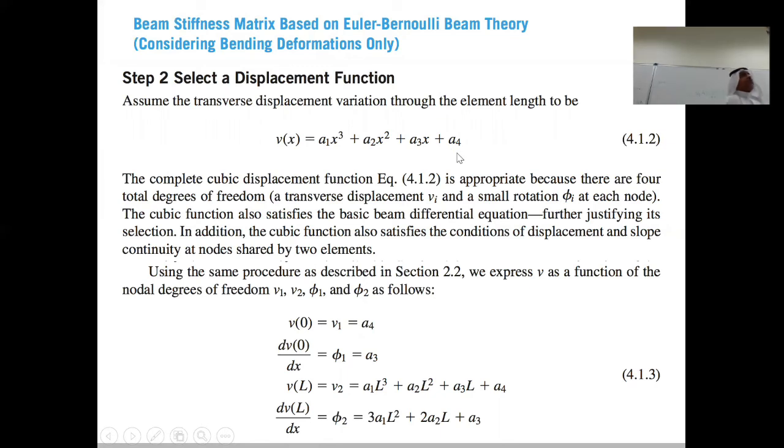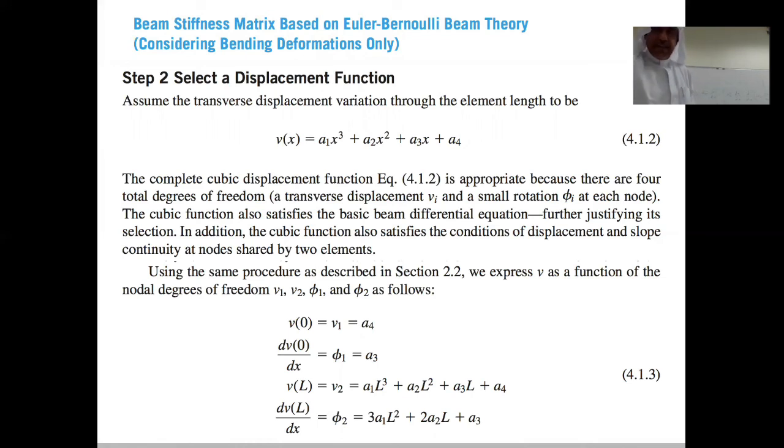Is this good form to deal with finite element? In finite element, we don't deal with constants. We want phi to be expressed as what? Phi equal to N1 V1 plus N2 V1 plus N3 V2 plus N4 V2.